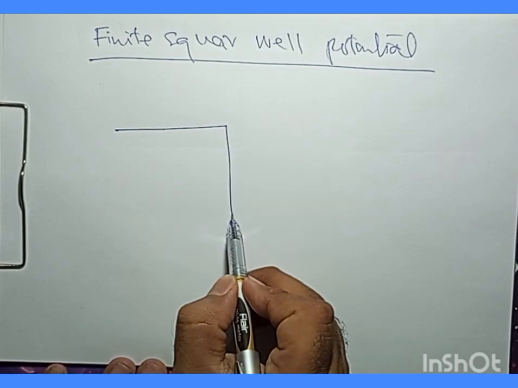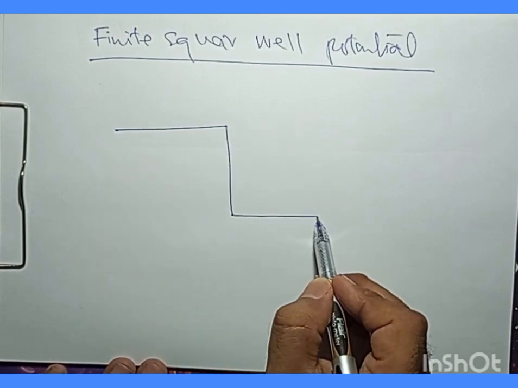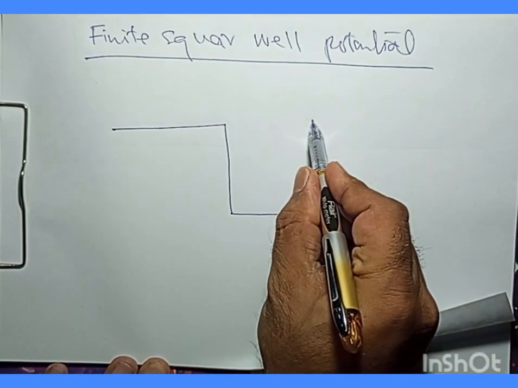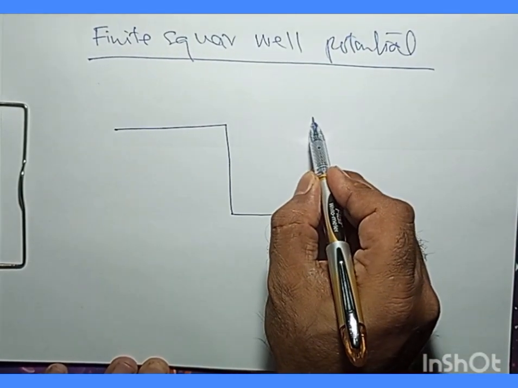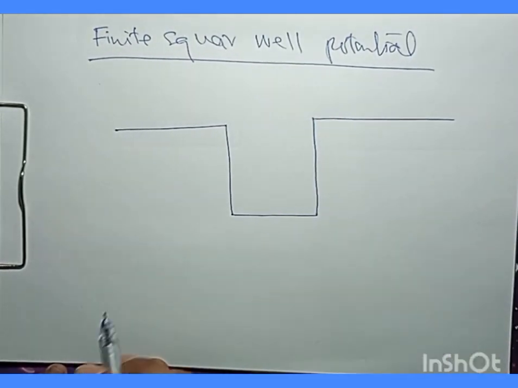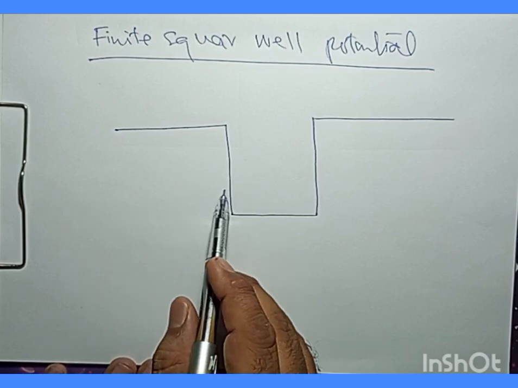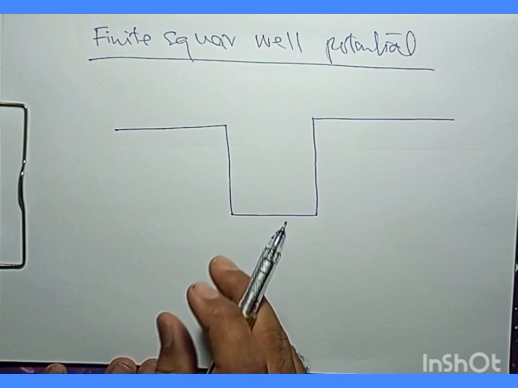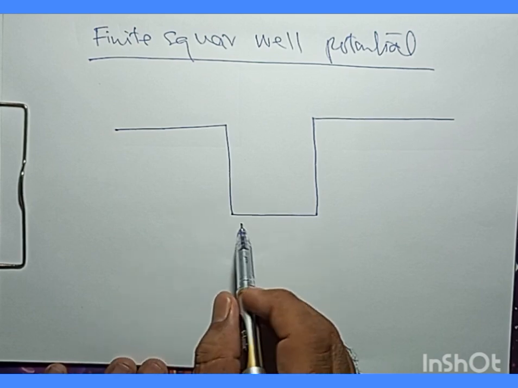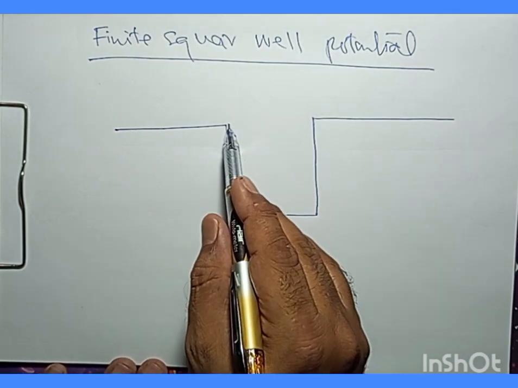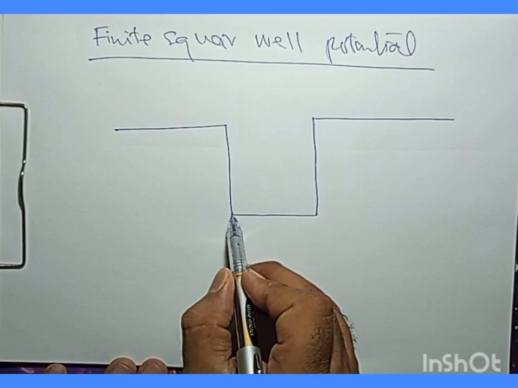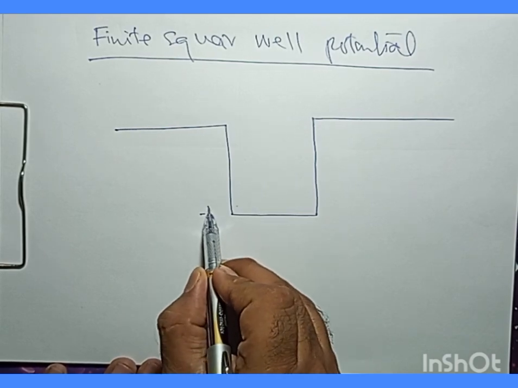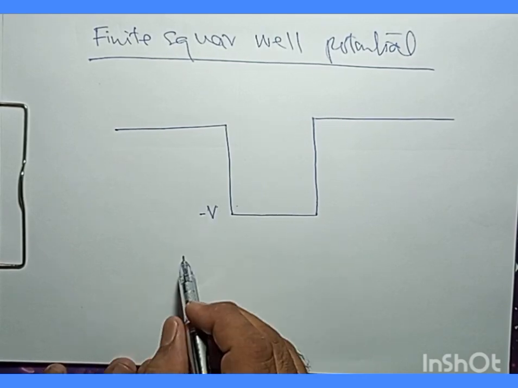There's a sharp dip, and this dip is constant up to some length, and then we're back to the track, and again we have the zero potential situation. And if we have to describe this finite square well, it has a negative potential of magnitude minus V, and we can write it down.